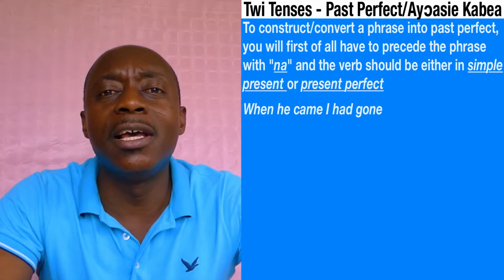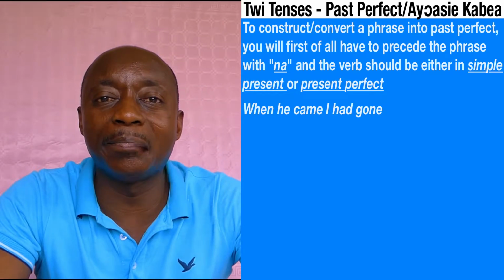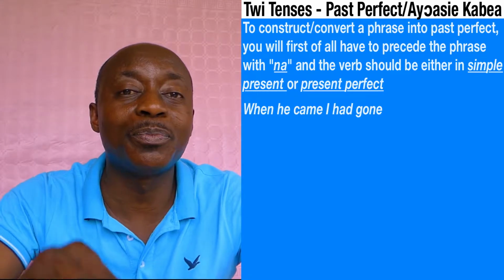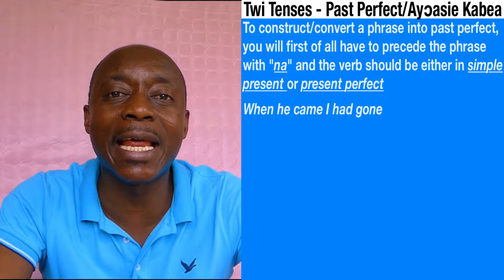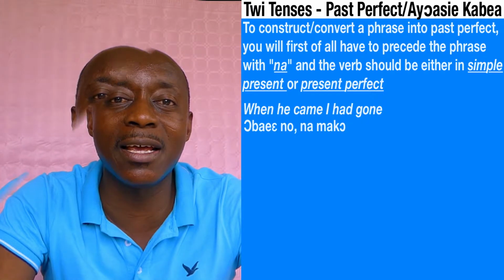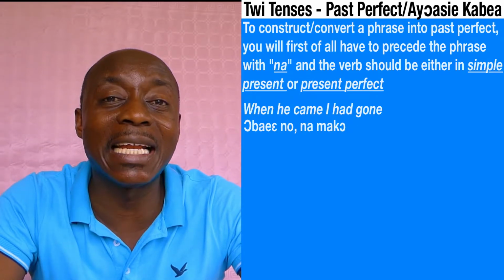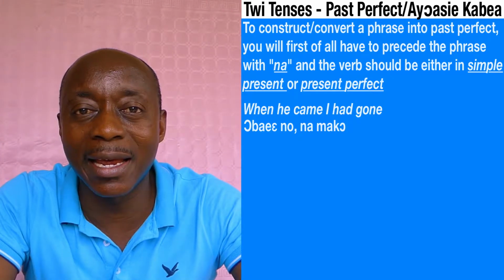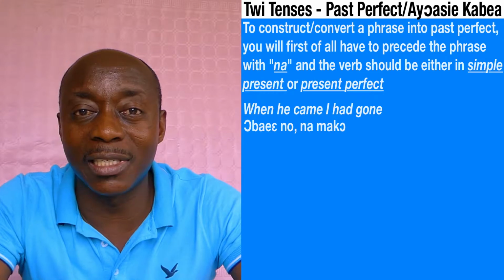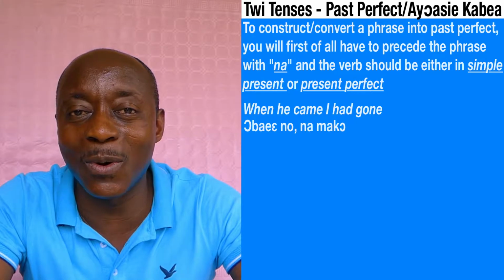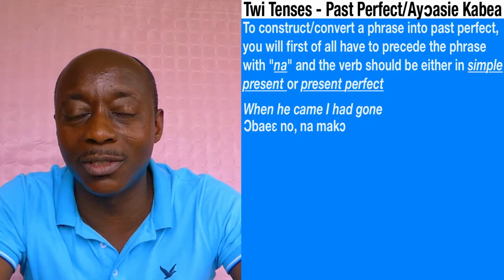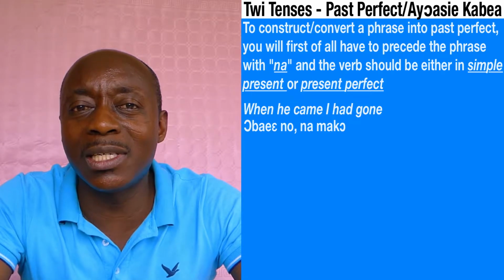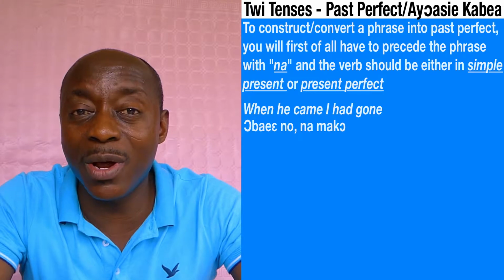In Twi, if I want to say when he came, I had gone, and I want to imply that I had gone and had returned, then the verb will be in the present perfect tense. So I will say, Obaeno, that is when he came, na mako. You see that mako comprises me and ako. Ako is a verb in present perfect tense. So when he came, I had gone. Obaeno na mako.